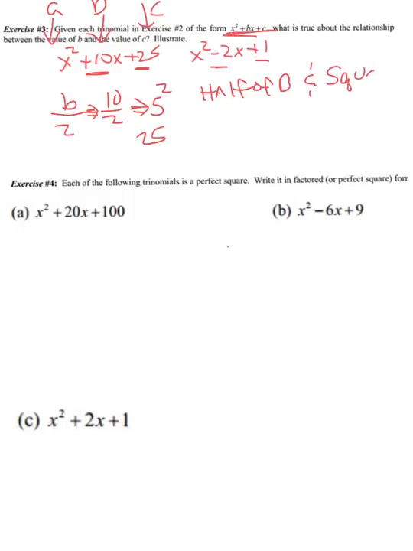You'll get your c. So if I take half of a negative 2, so take negative 2, cut it in half, what do I get? I get negative 1. What happens when I square negative 1? I get positive 1. And that's exactly what turned out to be my c. So that's a piece that we want you to be able to recognize, okay?